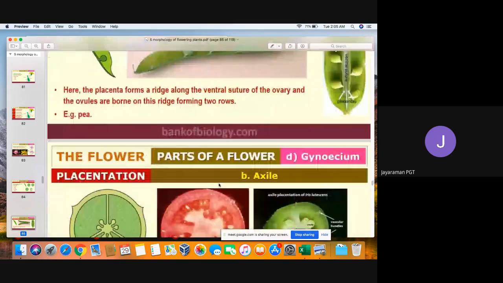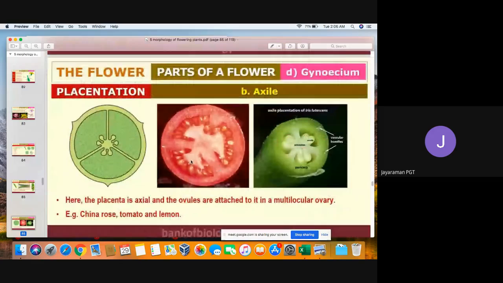Okay, next is axile placentation. So you can find this in this diagram, axile placentation. Tomato, if you cut the tomato also, it's attached towards the center. Maybe in the tomato the placenta is swollen. The placenta is very thick. The middle one is the placenta. In lady's finger, the placenta is very thin. But this is all axile, towards the axis. There is a septum there. In the tomato also you can find septa, connecting the septa. These are the septa.